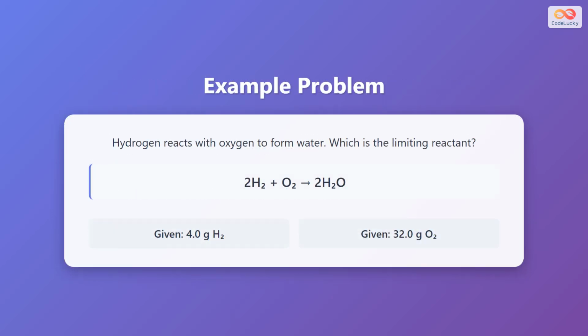Let's work through an example. Hydrogen reacts with oxygen to form water. The balanced equation is 2H2 plus O2 produces 2H2O. We're given 4.0 grams of hydrogen and 32.0 grams of oxygen. Our task is to determine which reactant is limiting. We'll solve this step by step in the next slides using the method we just learned.